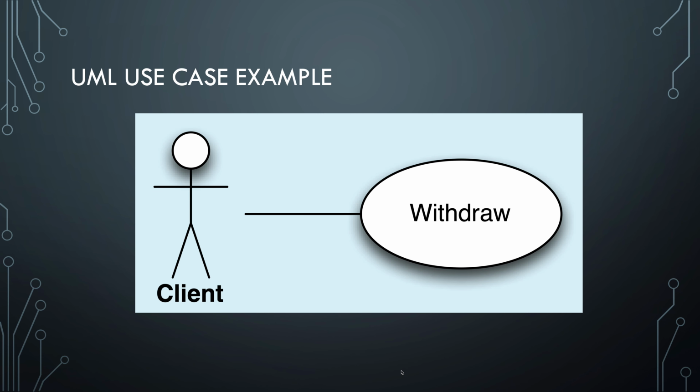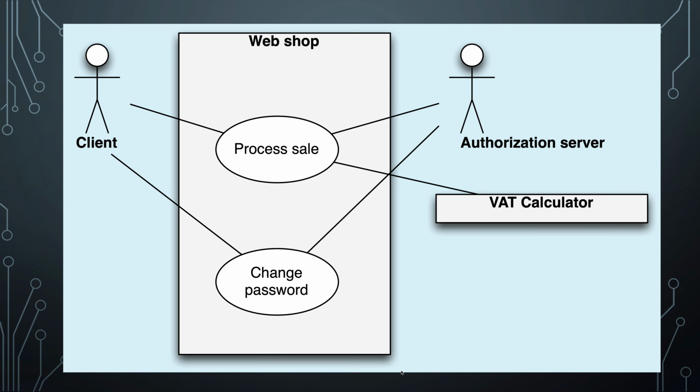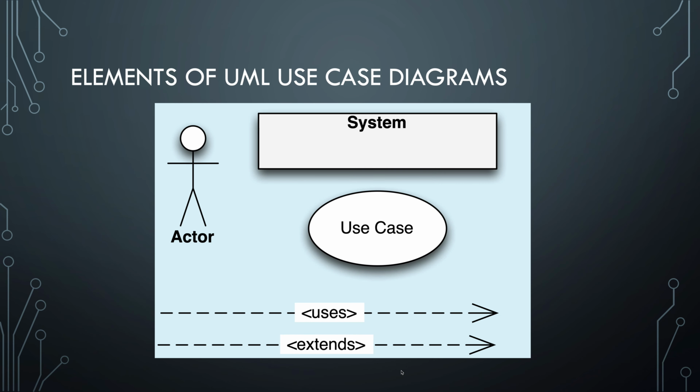Here's an example of a use case diagram for withdrawing money. This one is actually pretty simple. The diagram doesn't really add that much information. So here's a slightly more complicated example of a client interacting with a web shop. Here there are two use cases: processing a sale and changing the password. In UML use case diagrams, there are actors, systems, use cases representing particular usages, and arrows that can indicate relationships between use cases.